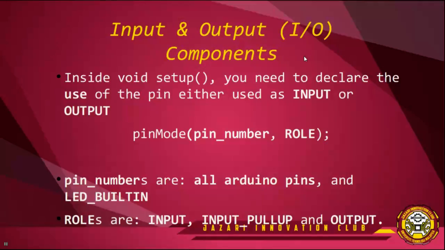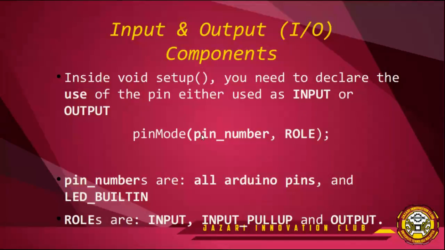Next, the importance of input and output is that you want to use this inside your program. Inside void setup, you need to declare the use of the pin of your component. So you write pinMode, then bracket, pin number, then comma, and then role. As you can see, mind my capitalization. Exactly like this: pinMode with capital M, and then the pin number. For the pin number, you don't write this word, you just write the pin number.